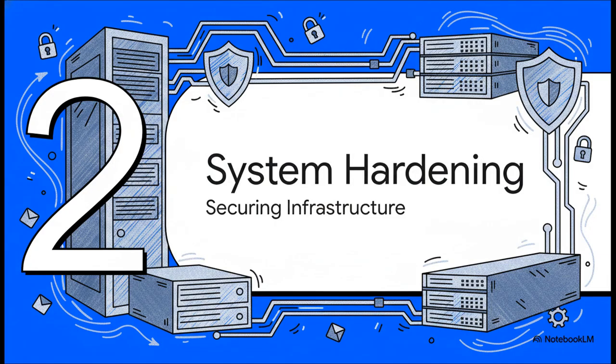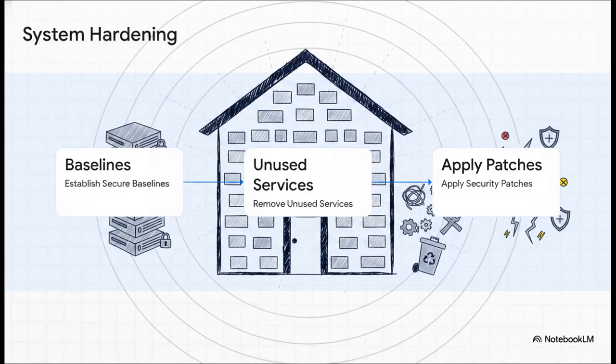Moving on to Section 2, System Hardening, Securing the Infrastructure. System hardening is fundamentally about reducing your attack surface. Imagine buying a brand new house, but for some reason it comes with 50 doors and 100 windows you're never, ever going to use. Hardening is the process of bricking up those unnecessary doors and windows so you only have to guard the front door.